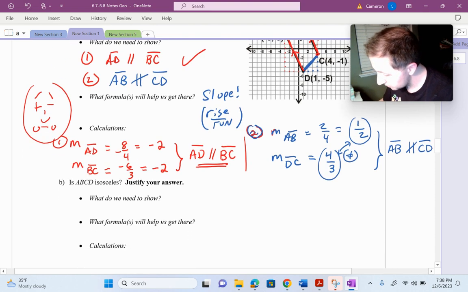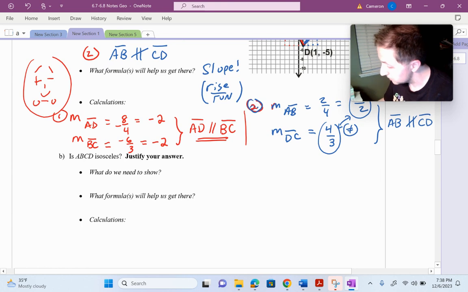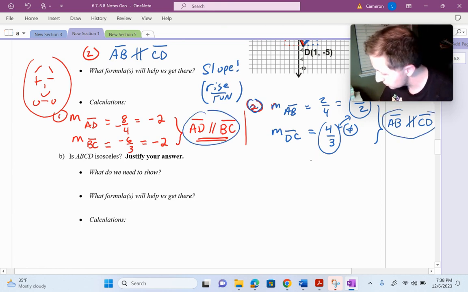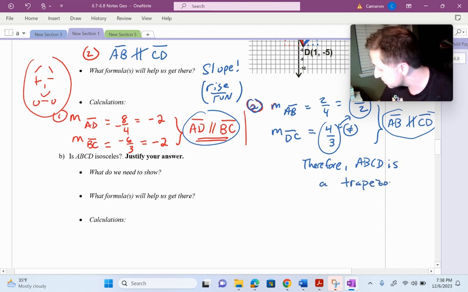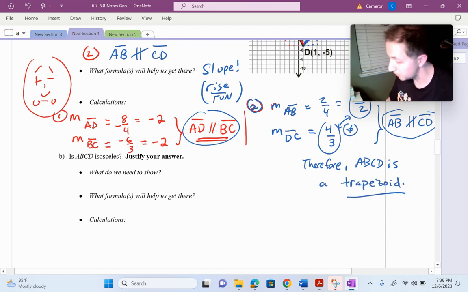And so therefore, we have shown this is a trapezoid because we've shown that one pair of sides is parallel and one pair of sides is not parallel. So therefore, we know ABCD is a trapezoid. And we've confirmed that, and we've made notes of that along the way. So that's good enough for that part.